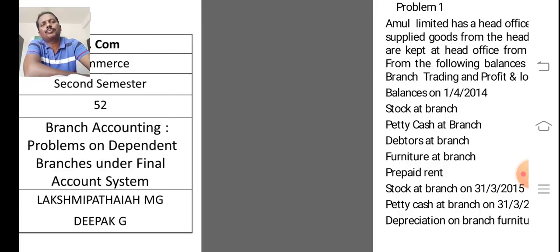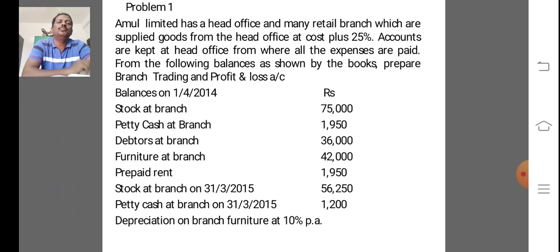So now I am taking one problem for discussing. Amul Limited has a head office and many retail branches which are supplied goods from the head office at cost plus 25%. Accounts are kept at the head office from where all the expenses are paid. From the following balances as shown by the books, prepare branch trading and profit and loss account.